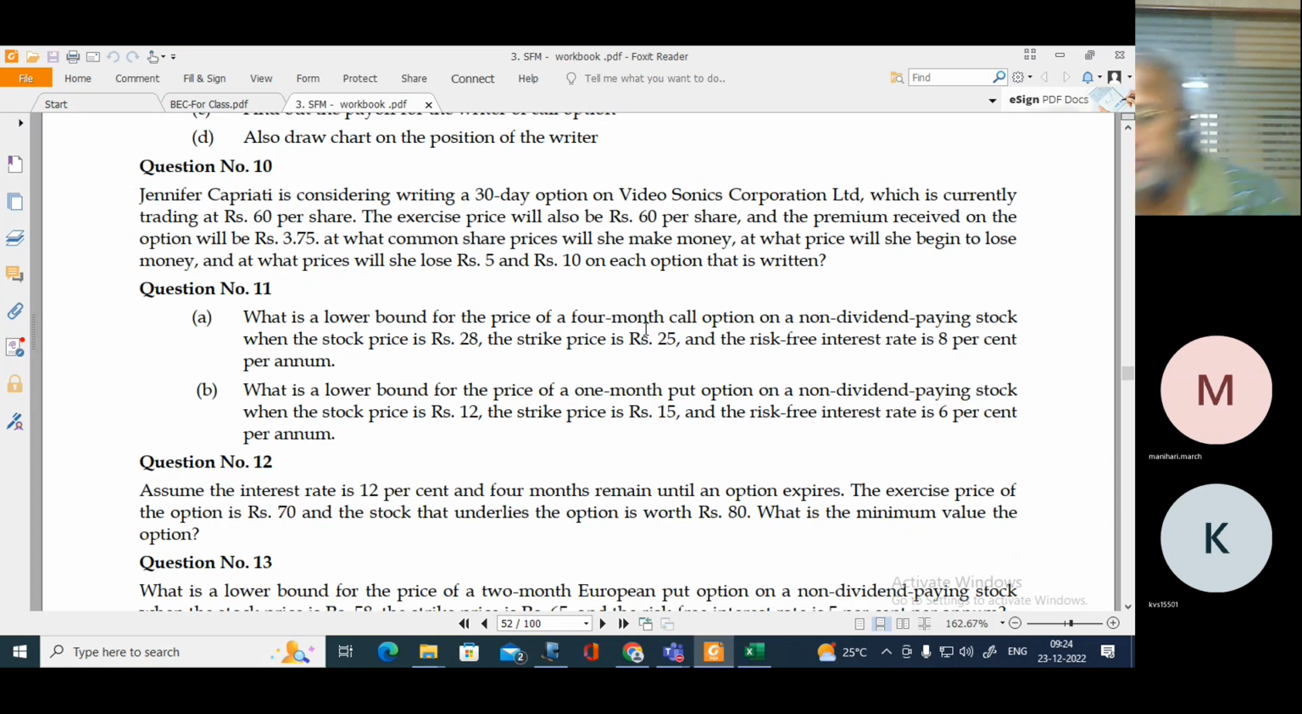Question number 10. Jennifer Capriati is considering writing a 30 days option on Videosonics Corporation, which is currently trading at 60 per share. The exercise price will also be 60 per share and the premium received on the option will be 3.75. At what common share prices will she make money and at what price will she begin to lose money? And at what prices will she lose 5 rupees and 10 rupees on each option that is written?